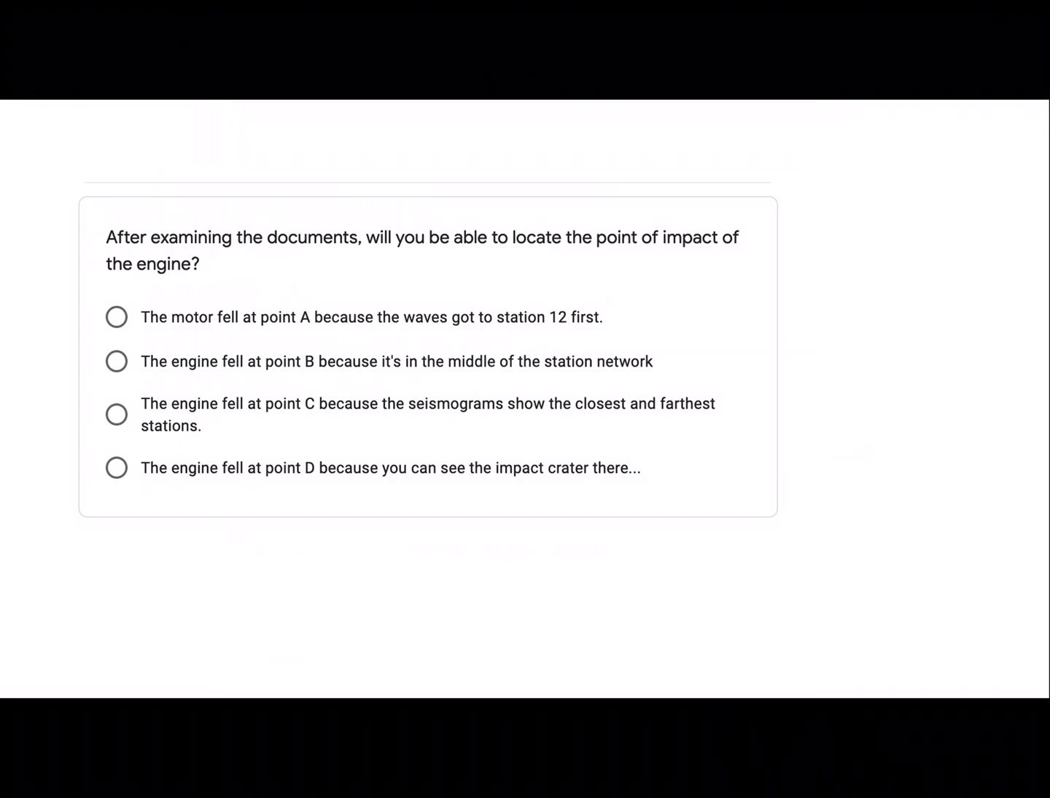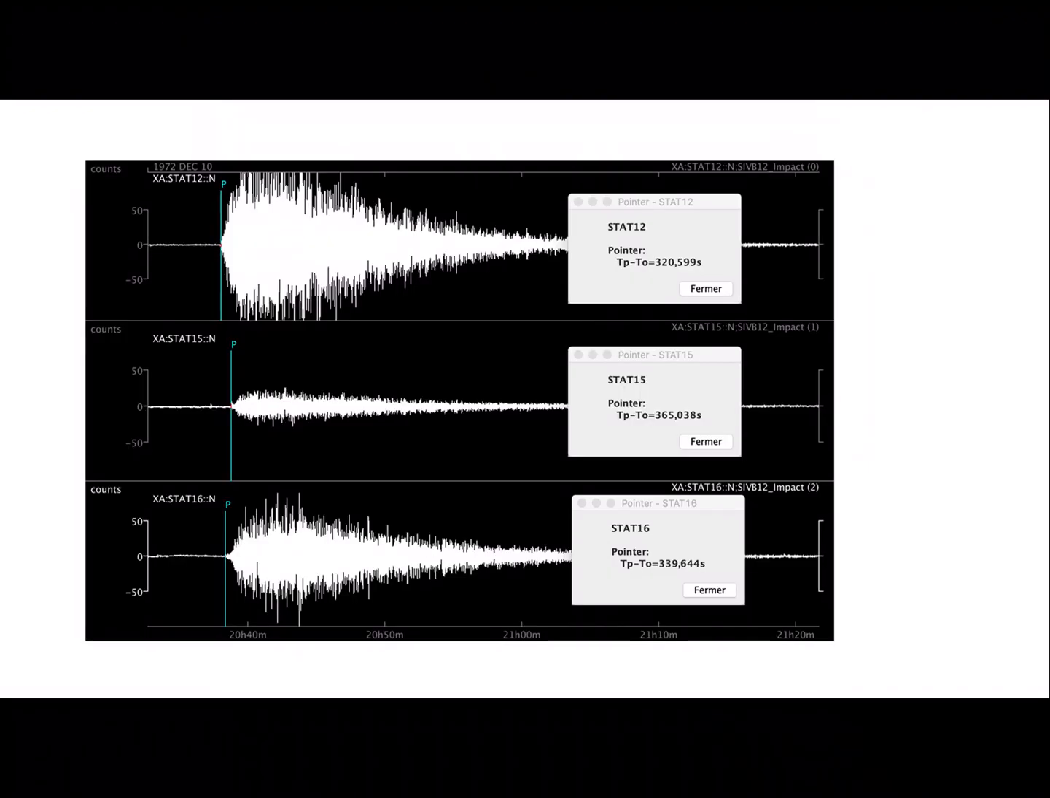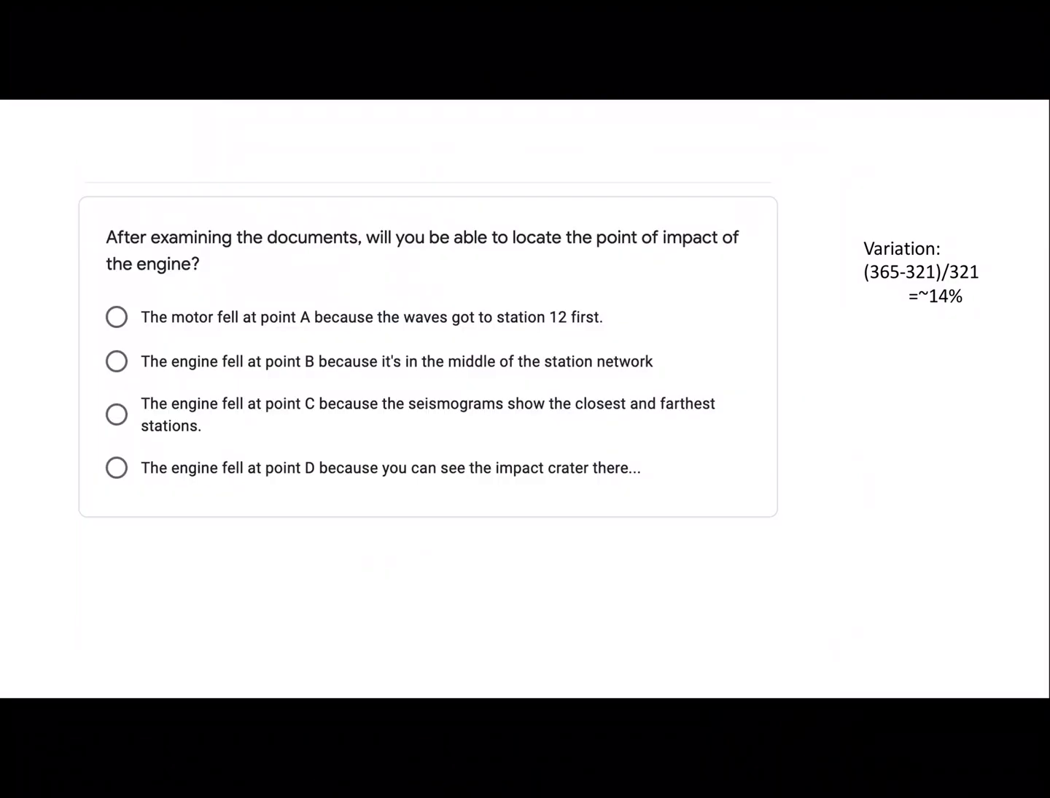Okay, so on Tuesday we learned that during the Apollo mission, the astronauts put several seismic stations on the Moon. So you were given those records of the impact of Saturn 16 on 3 stations with their arrival times of the P wave. And what you have to notice is that the arrival times are very similar between the 3 stations. There is a variation of about 14%. So from the 4 locations proposed, the most probable is location B, because that's the only one that is somewhat in the middle of the station network.